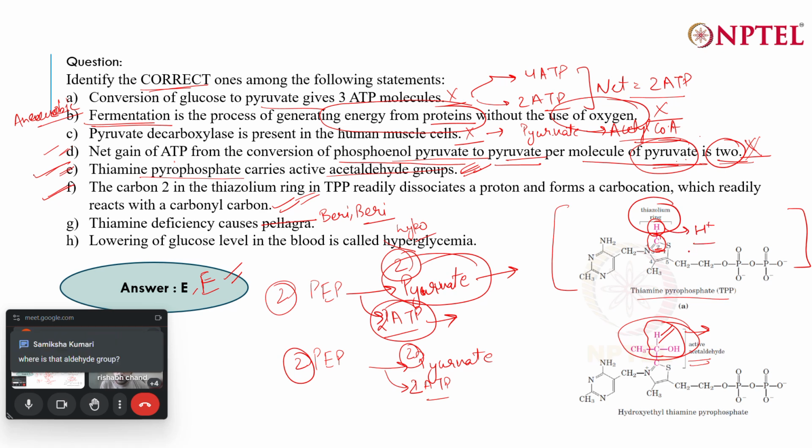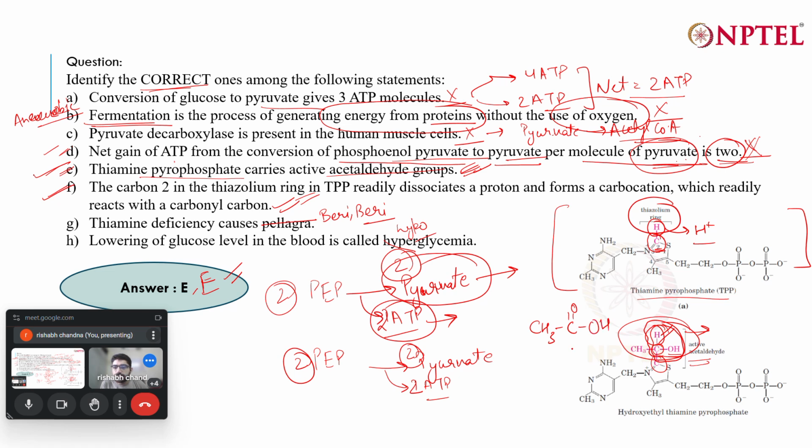So this is actually the attached aldehyde group. Okay, so this carbon is the carbonyl carbon. After attaching to the thiazolium ring, it has formed the hydroxyl and this H plus ion. Okay, so the actual acetaldehyde molecule is like this.